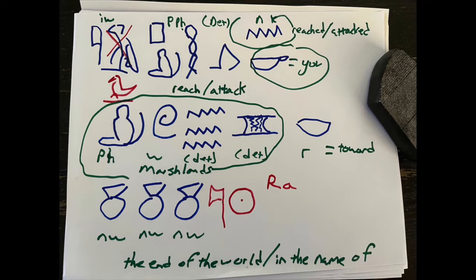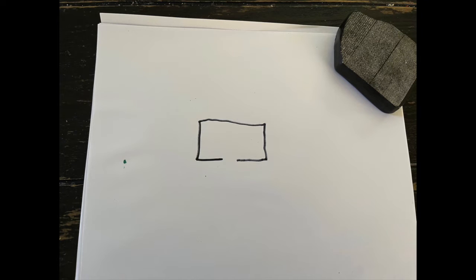So you can see how just the addition of one extra word can help figure out the meaning. But again, you could either attack or reach the marshlands at the end of the world. So you're probably still stuck in those marshlands. All right, let's move on.